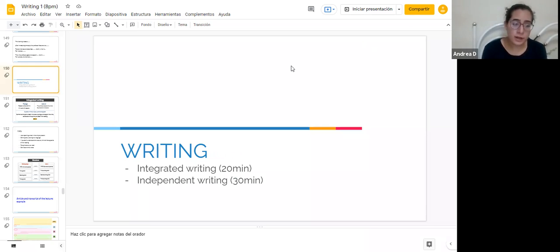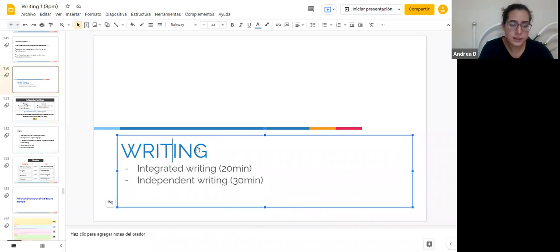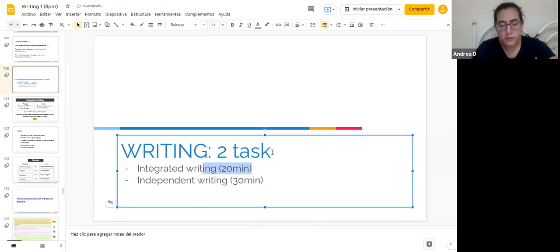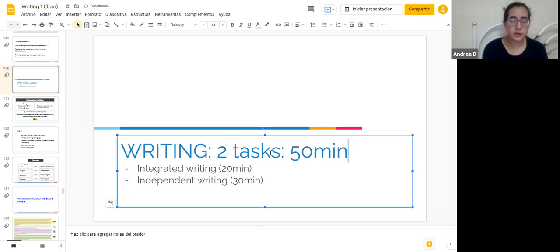So as I was saying, the writing section, it's over 30 as all of the other sections, and it lasts 50 minutes. Okay, you get 4 tasks in this one. The writing section has 4 tasks. The first one lasts 20 minutes, as you can see here, and the second one 30, which makes a total of 50 minutes. Is that okay? Any questions so far?